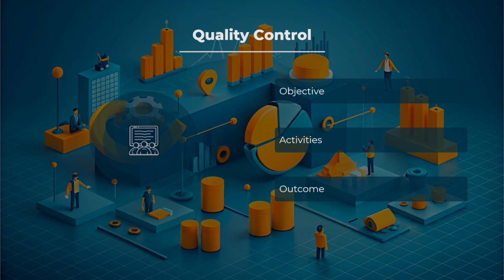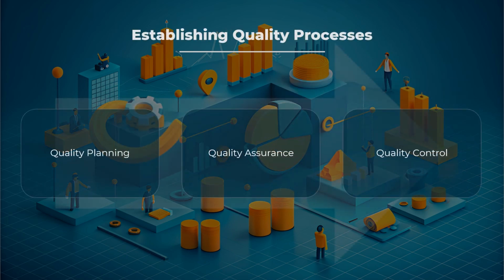In conclusion, quality control is essential for verifying that project deliverables meet the required quality standards. It involves inspection, testing, peer reviews, and defect repair to ensure the highest quality outcomes. These processes are critical for establishing and maintaining high-quality standards throughout the project lifecycle, ensuring successful project outcomes.